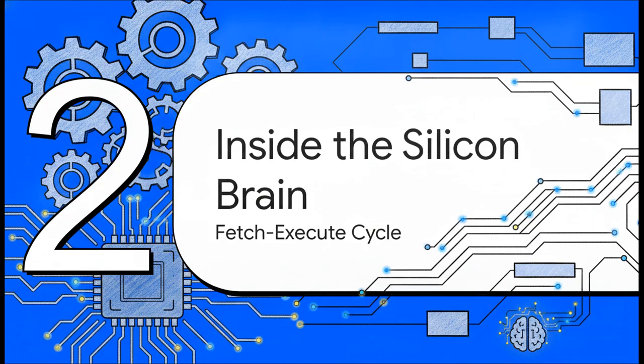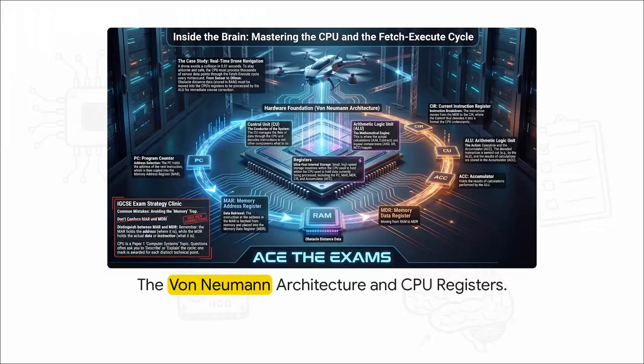Moving on to Section 2, Inside the Silicon Brain, Mastering the Fetch-Execute Cycle. All right, so we've got the logic down. Now let's transition from the abstract into the physical hardware. Where do those true and false operations actually happen? Inside the CPU. The setup includes the control unit, which is basically the conductor of the system, managing the whole flow of instructions. Then you've got the arithmetic logic unit, or ALU, where the heavy lifting happens, the math calculations and logic comparisons. And surrounding all of that are the registers. These are ultra-fast internal storage spots, holding the data that is currently being processed.